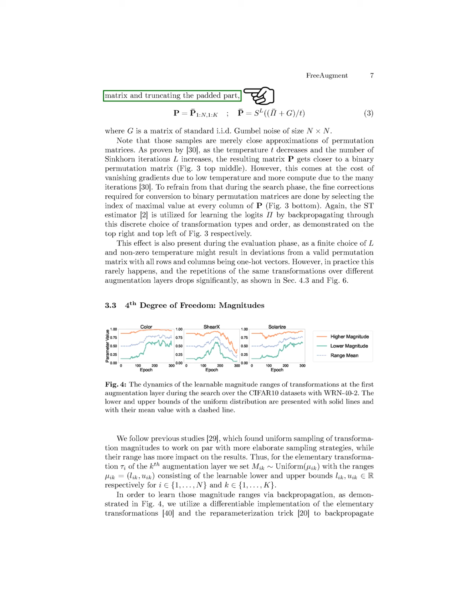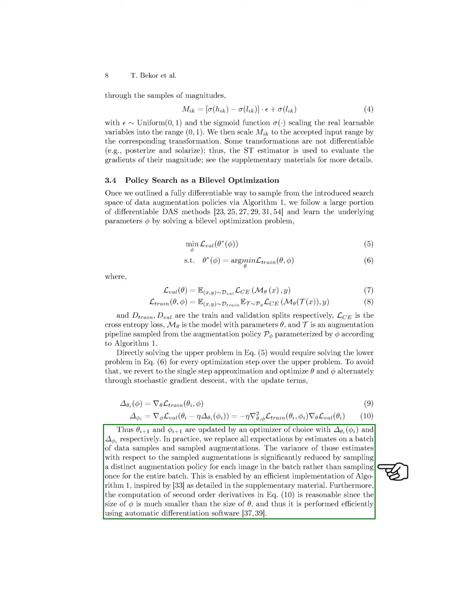Instead of solving the lower problem at every step of the upper problem, we alternate the optimization of both sets of parameters using stochastic gradient descent. We replace expectations with estimates based on a batch of data samples, and we reduce variance by sampling a different augmentation policy for each image in the batch. This is made possible by an efficient implementation of our sampling algorithm. Additionally, calculating second-order derivatives is manageable since the size of the parameter set is much smaller than that of the model parameters.